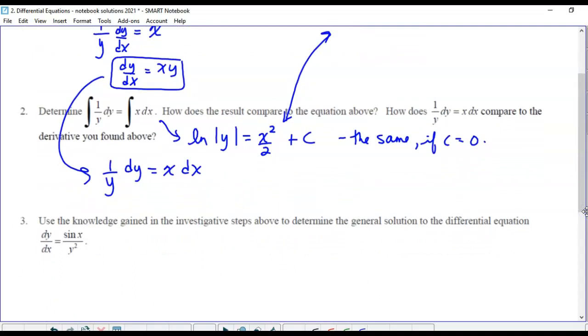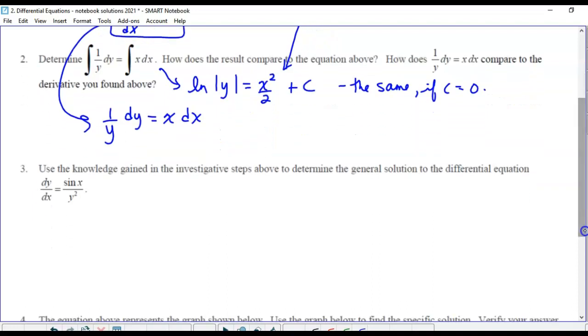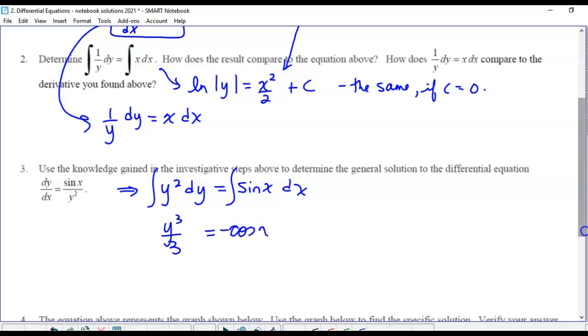All right, so use this knowledge gained in the investigation to determine the general solution to this differential equation. So now that means here we're going to multiply through by y squared and dx. Now we're going to integrate both sides. So that's going to be y cubed over 3 equals negative cos x plus c.